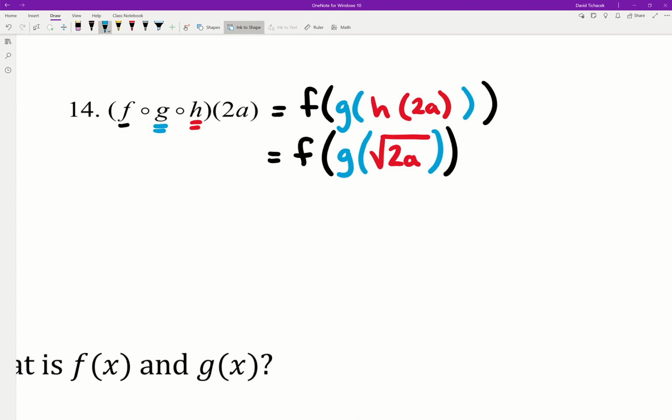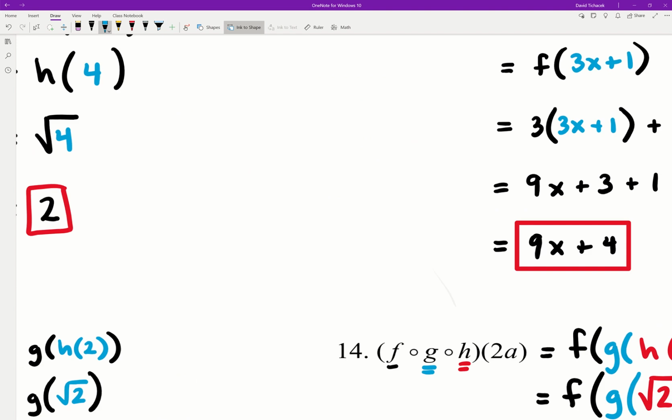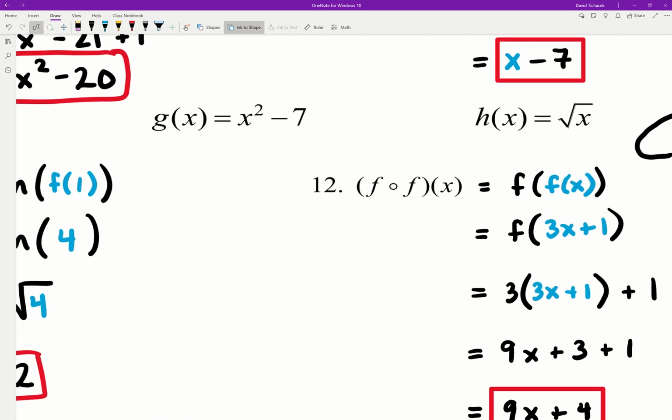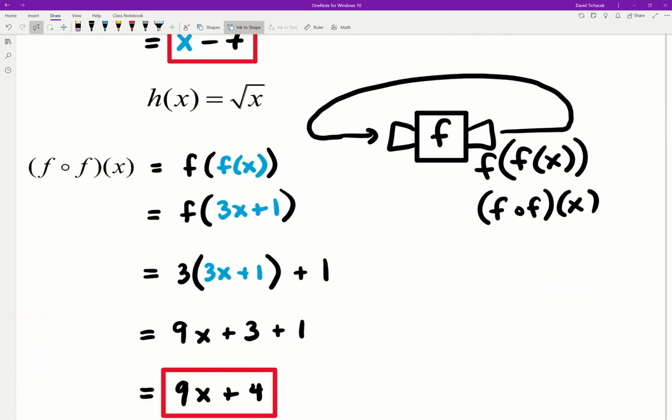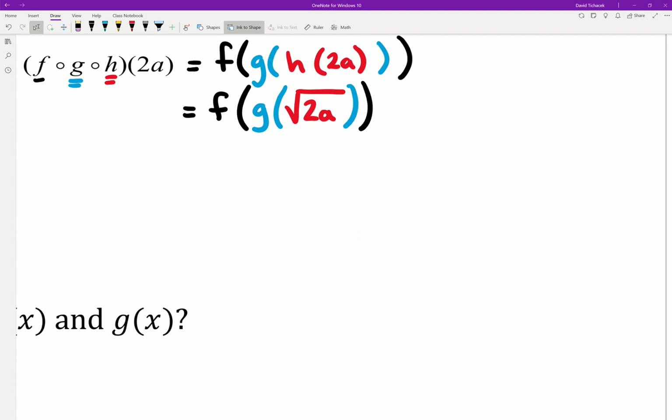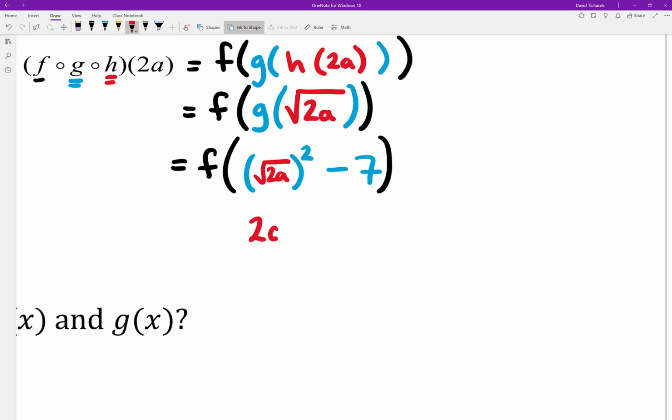So we're now going to go ahead and remind ourselves what our g machine does, and that, of course, was our machine that takes our input and squares it and then subtracts a 7, okay? And so we're going to say that here. Our g machine in blue takes our input and squares it and then subtracts 7. What are we giving it? Well, we are giving it that square root of 2a, and then whatever the result of that is, that's something that we are plugging inside of f, okay? And so the square root and the exponent of 2 undo each other, simply leaving us with 2a.